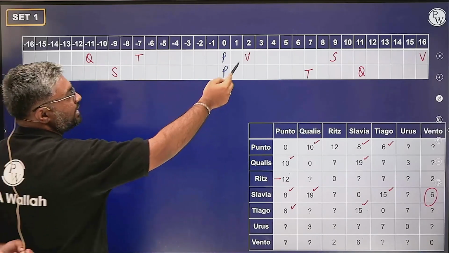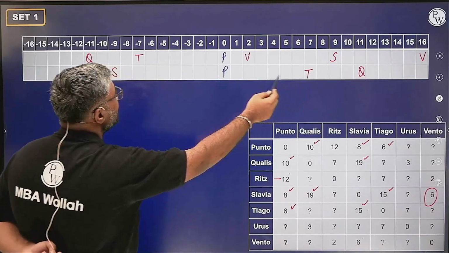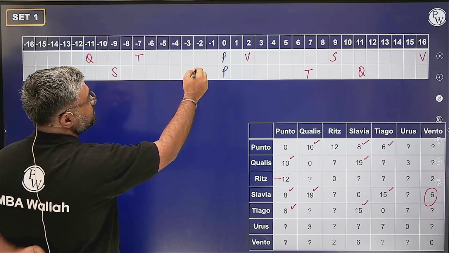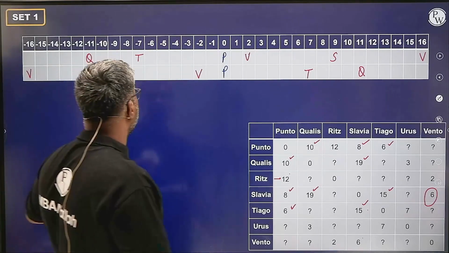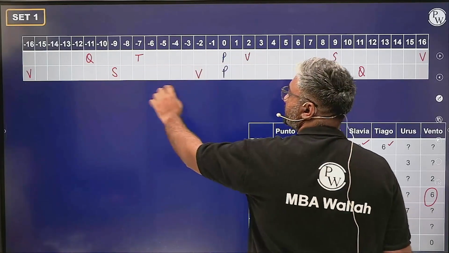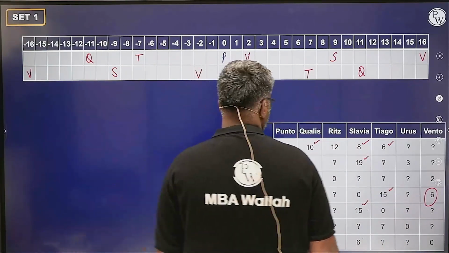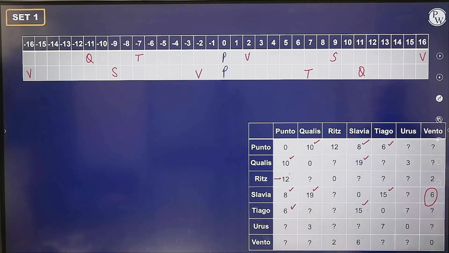So whatever happened here at 2 and 16, here it will come to -2 and -16. So Vento at -2 and -16. Same thing because 6 car gap, right? 1, 2, 3, 4, 5, 6. 1, 2, 3, 4, 5, 6. Do we have Qualis and Vento? No, we have Ritz and Vento. I think we should have stopped with Vento. Shouldn't have taken up Vento. We should have taken up Urus.